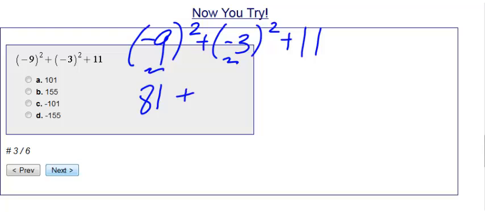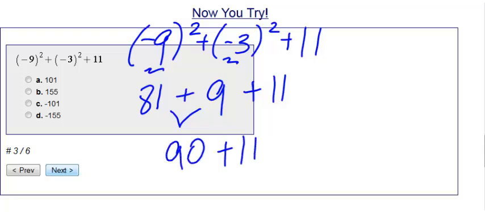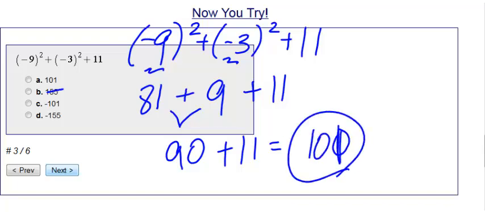We also have this exponent. A negative 3 squared is a positive 9, because negative 3 times negative 3 is a positive 9. Now all I have left is addition, so we go from left to right. So 81 plus 9, I get 90. And then I still add my 11, therefore we get an answer of 101, which is choice A.